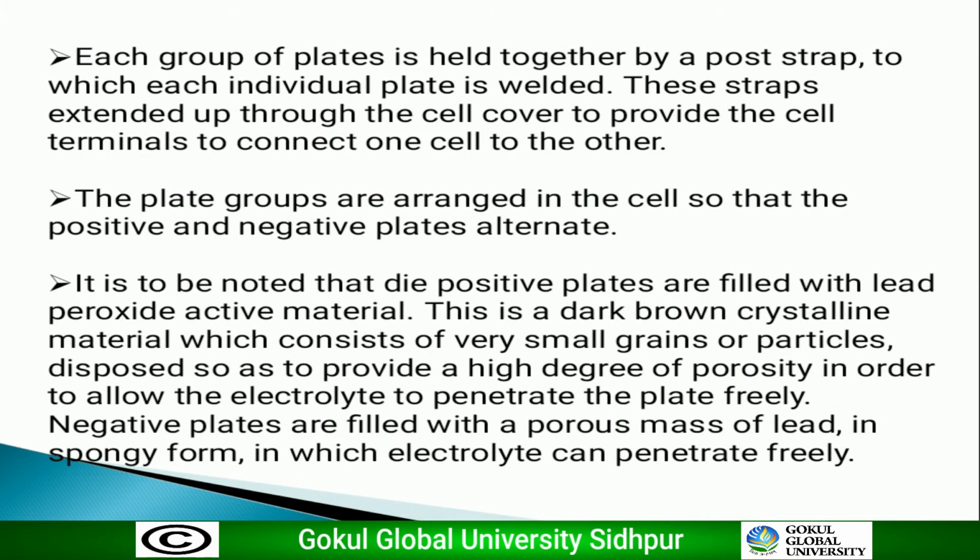Each group of plates is held together by a strap to which each individual plate is welded. This strap extends up through the cell cover to provide the cell terminal to connect the cell to the other. The plate groups are arranged in the cell so that the positive and negative plates alternate. A 12 volt battery is generally used in today's sedan or hatchback cars. This 12 volt battery always has 6 cells.